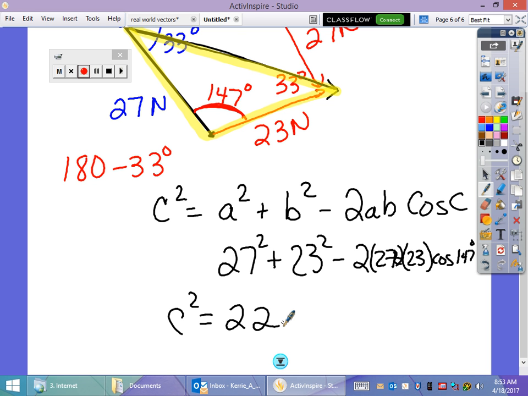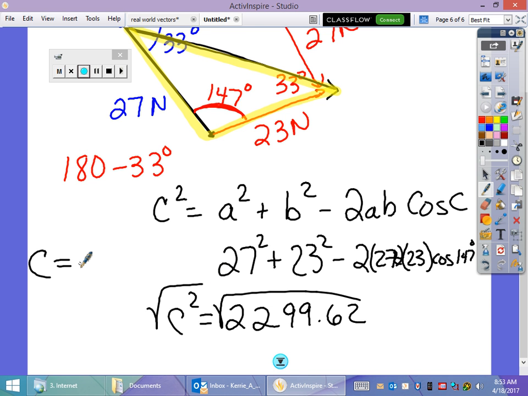Let me check. 2299.62. When I square root it, what do I get? 47.95, okay, is the magnitude of the resultant vector. Okay? You see the difference?